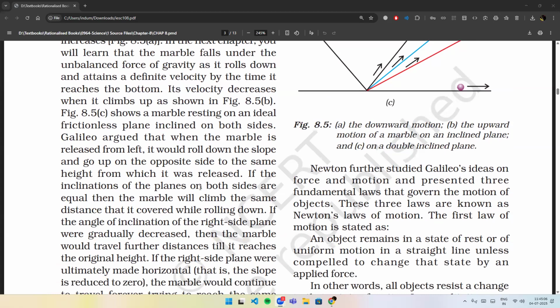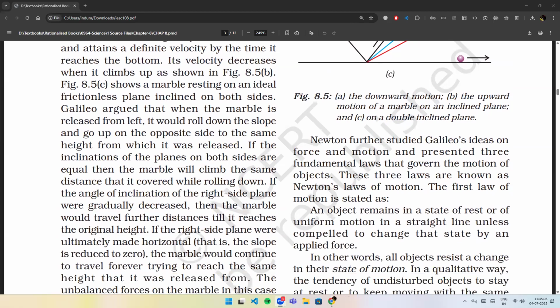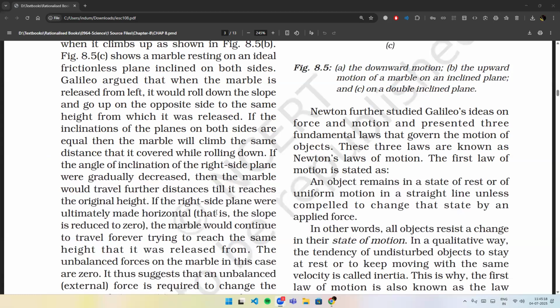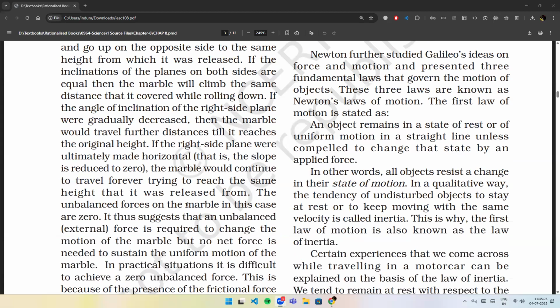Galileo argued that when the marble is released from left, it would roll down the slope and go up on the opposite side to the same height from which it was released. If the inclinations of the planes on both sides are equal, then the marble will climb the same distance that it covered while rolling down. If the angle of inclination of the right side plane were gradually decreased, then the marble would travel further distances till it reaches the original height.